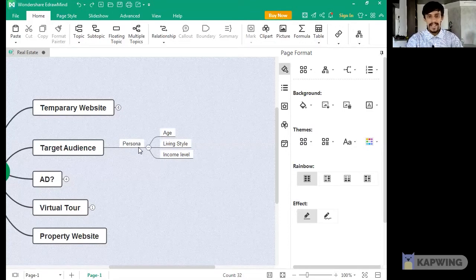So what is a persona? Their age, their living style, their income level. If you just type personas for real estate, Google will give you a list, and you have to study this list, because running advertising is not as easy as you think. It needs practice, it needs trial and error, and if you are running ads for the first time, I suggest you don't just run the ad. Study first, or give your project to someone who has experience in running ads, because you will waste lots of time and a lot of money if your ad goes wrong.